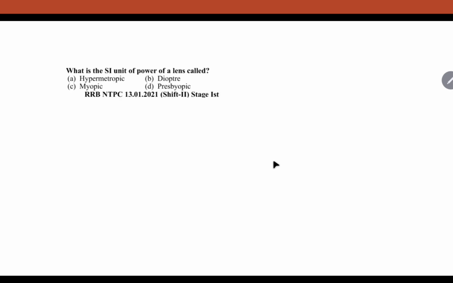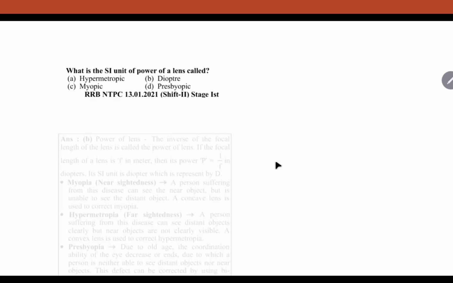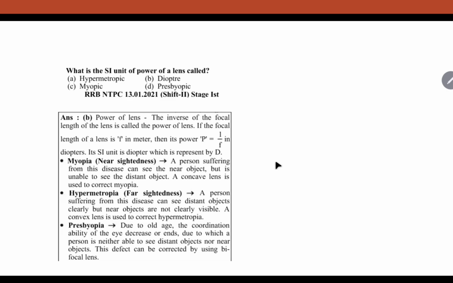What is the SI unit of power of a lens? The options are hypermetropic, diopter, myopic, and presbyopic. So the right answer for this question is option B. The power of a lens is generally given with the formula P is equal to 1 by F, where F stands for the focal length. These are myopia, hypermetropia, and presbyopia.